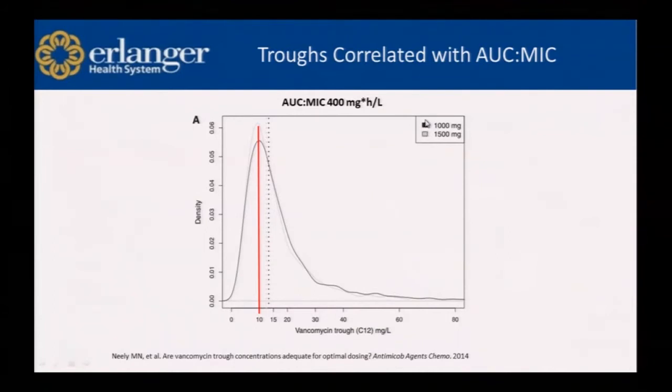So what I'd like you to take from this is that our previous trough goals of 15 to 20 are not really necessary to achieve an AUC-MIC of 400 and might actually be detrimental because we're causing an increased risk of nephrotoxicity.